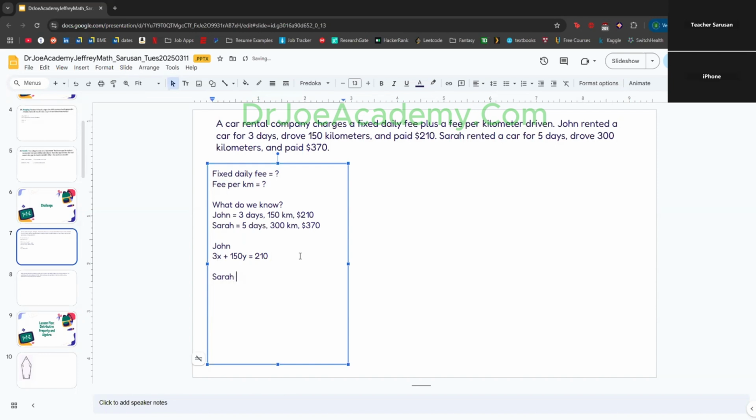And let's do the same thing for Sarah. What is her equation? Okay. Sarah, her equation is 5x plus 300y equals 370. 5x, 300y, 370. Perfect. Very well done. Now, using these two equations, how do we solve, or sorry, what is the next step? Okay, the next step, I guess, would be to make it so that only one variable is there. Yep, excellent.